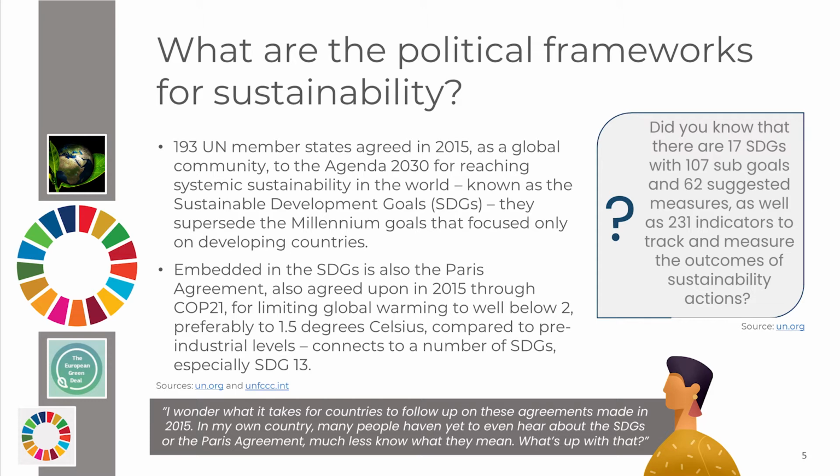Embedded in the SDGs is also the Paris Agreement, also agreed upon in 2015 through COP21, for limiting global warming to well below 2, preferably to 1.5 degrees Celsius, compared to pre-industrial levels. And this connects to a number of SDGs, especially SDG 13, climate change.